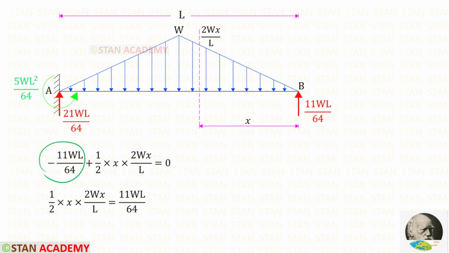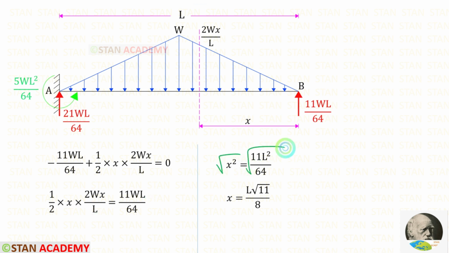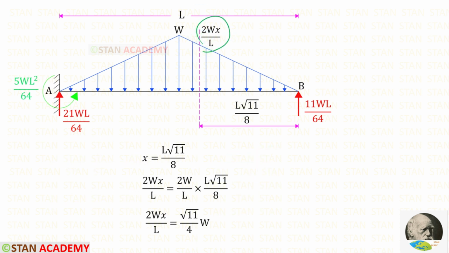We can take this term on the other side, so it will come as positive. Then we can eliminate W. Also we can eliminate 2. X into x will be x square, and L into L will be L square. Then we can take root on both the sides. In this way we can get x equal to L root 11 upon 8. In this expression, instead of x, we can apply this. We can eliminate this L and this L. We can eliminate 2, and here it will be 4. So for the height, we will get a new expression, root 11 upon 4W.